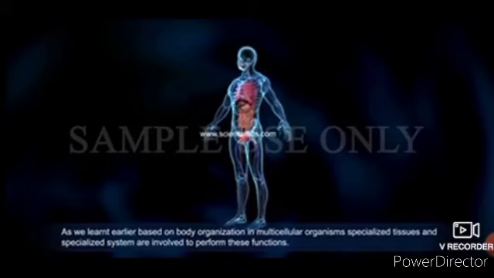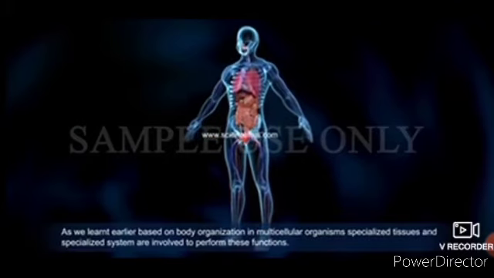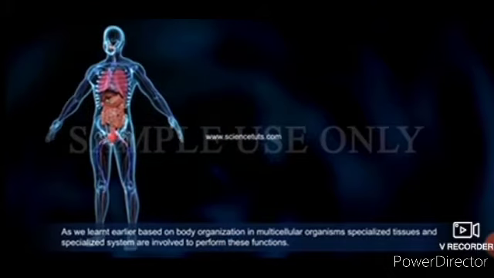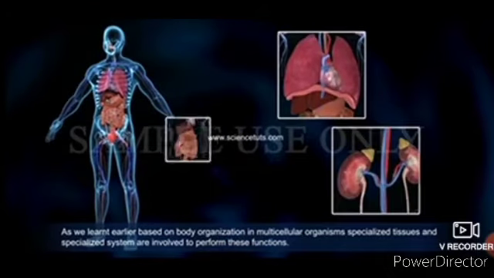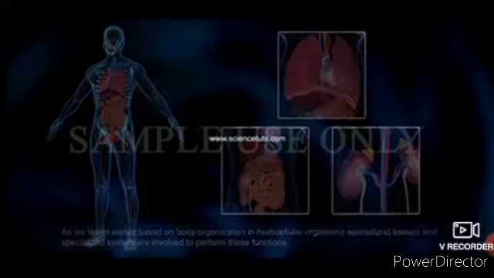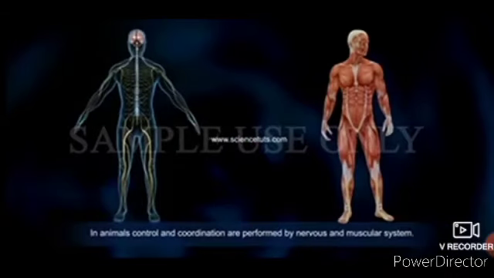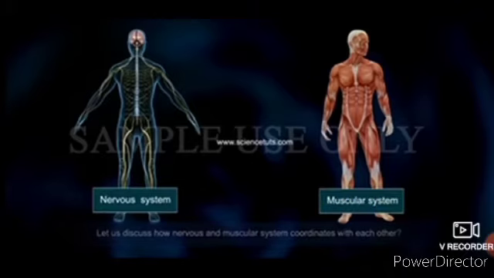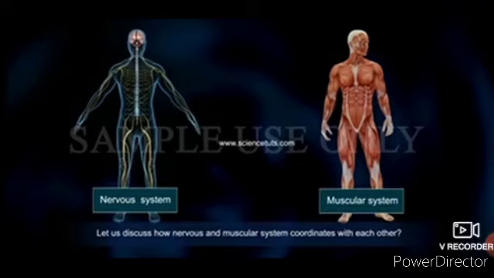As we learned earlier, based on the body organization in multicellular organisms, specialized tissues and specialized systems are involved to perform these functions. In animals, control and coordination are controlled by the nervous and muscular system. Let us discuss how the nervous and muscular system coordinate with each other.